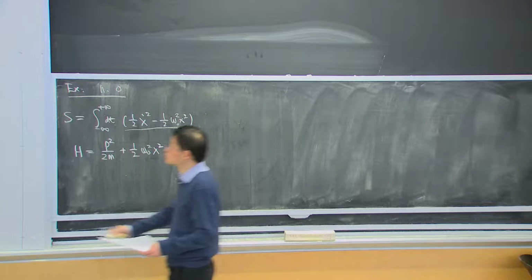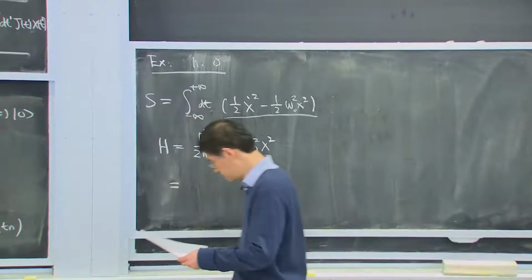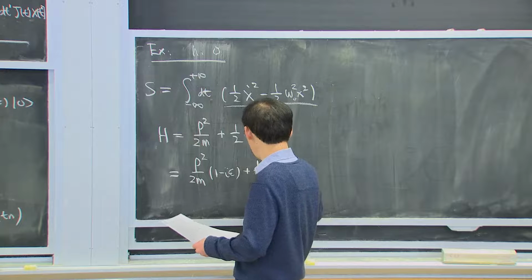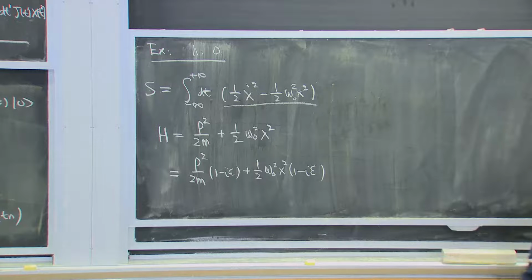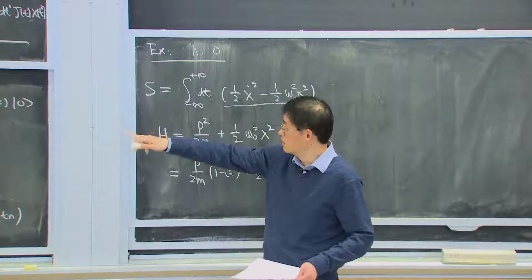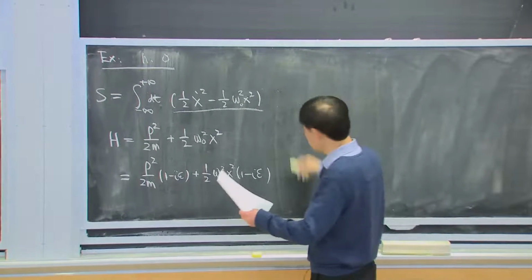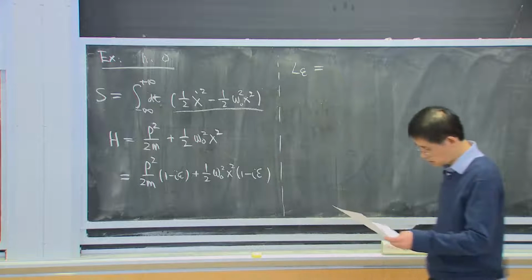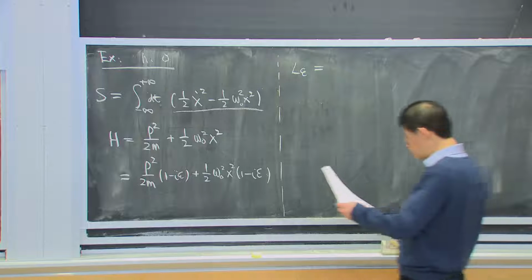Now, in order to do this, we go from H to H minus i epsilon, and this becomes p squared divided by 2m times (1 minus i epsilon), plus 1/2 omega 0 squared x squared times (1 minus i epsilon). You multiply both terms by 1 minus i epsilon. Then to obtain the corresponding S, you do another Legendre transform back to the Lagrangian. So you find the L epsilon, corresponding to the Legendre transform of this. This is a trivial exercise which we can do.